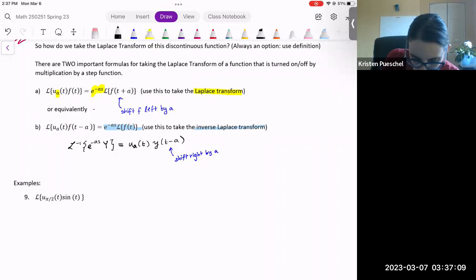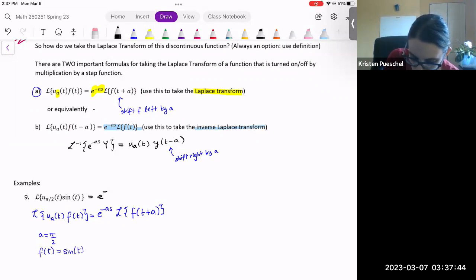Okay, so in our example, we're going to be using formula 1, that the Laplace transform of u_a of t times f of t is going to be e to the negative as times the Laplace transform of f of t plus a. Okay. In our example, a is equal to pi over 2, and f of t is equal to sine of t. Okay, and so then this is going to be equal to e to the negative pi over 2 times s.